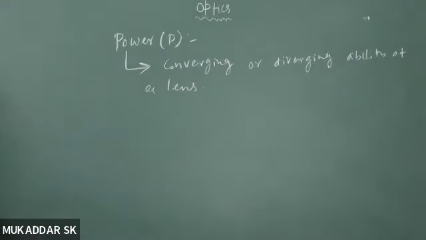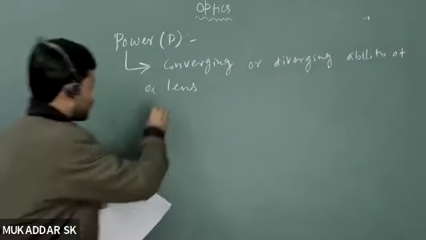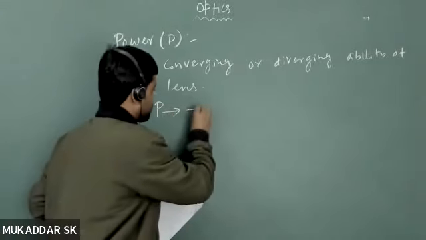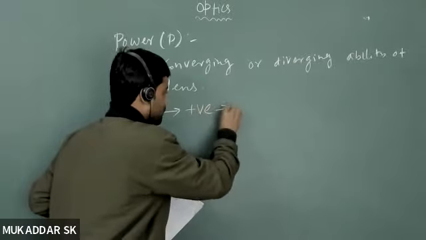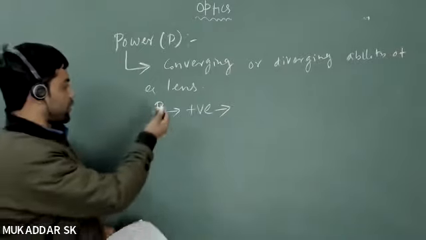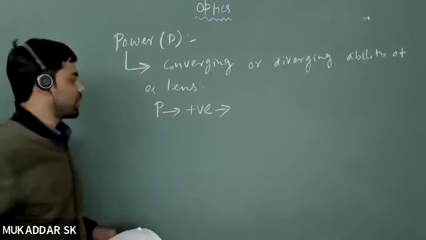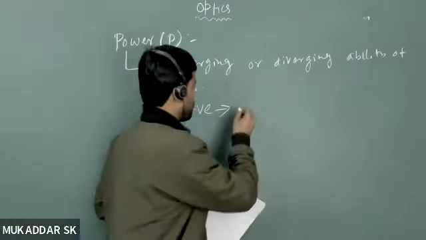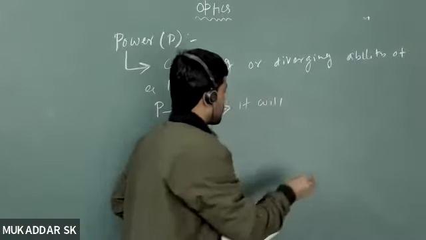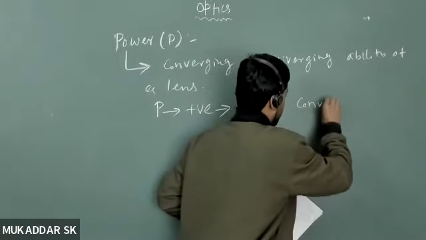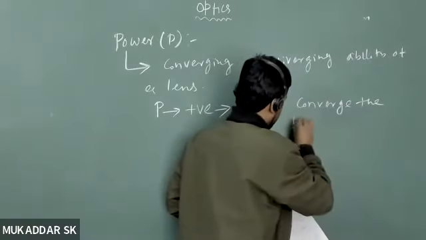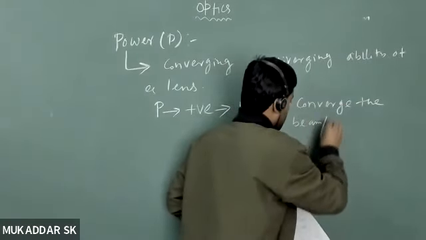Okay, so suppose you are getting a positive power. What is the meaning of positive power of a lens? When you are getting positive power of a lens, it means it will converge the beam or light.